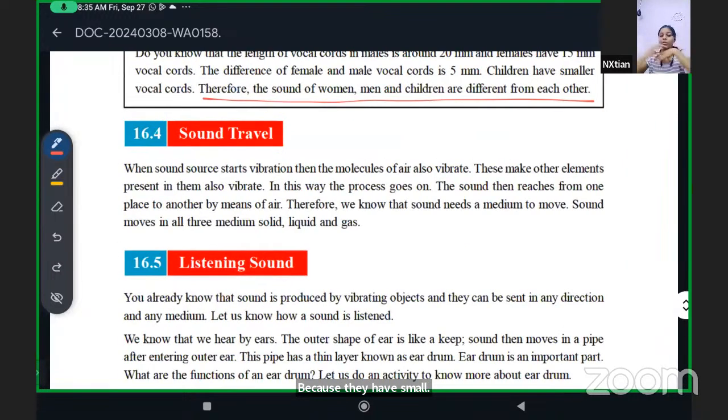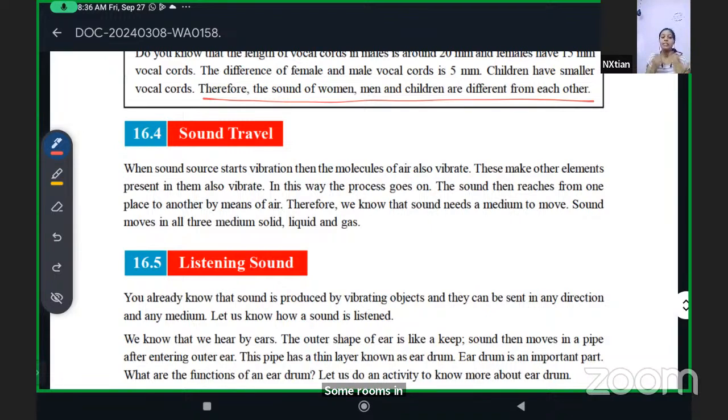Then, how sound travels. When a sound source starts the vibration, the molecules of air also vibrate. These make other elements present in them also vibrate, and this way the process goes on. The sound then reaches from one place to another by means of air. Therefore, we know that sound needs a medium to move. Sound moves in all three mediums: solid, liquid, and gas.